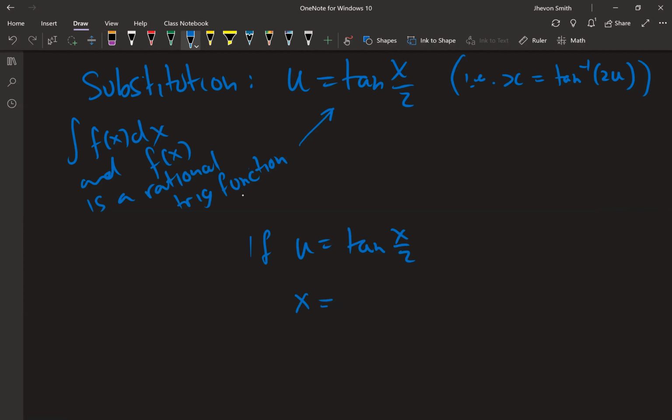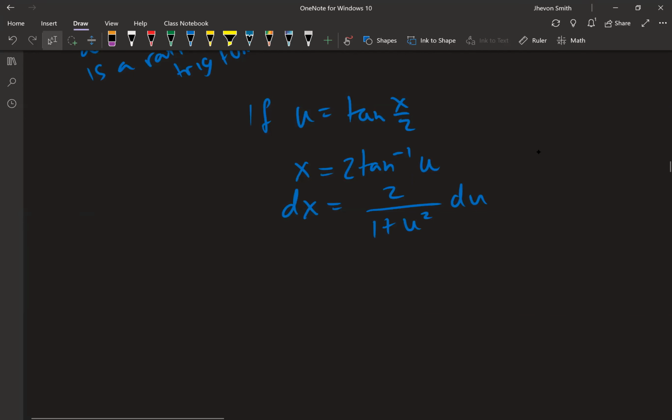Then this means your x is going to be 2 times tan inverse of u. So it's not tan inverse of 2u. I just did the algebra in my head incorrectly. No one corrected me. So it's 2 tan inverse of u. Then your dx would be 2 over 1 plus u squared du.